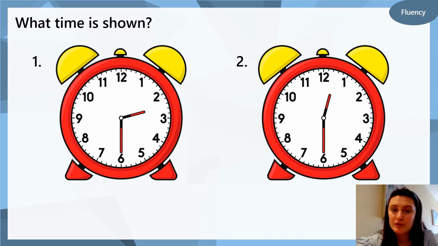Now it's time for you to answer some questions. I want you to look at question 1 and question 2 and tell me what time is being shown. The big hand is at 6 in both questions, so that means it is half past. But can you tell me which hour it is half past? To make question 1 and 2 easier, I will make the hour hands a little bit longer so you can see the difference between the two numbers. Pause the video now while you answer question 1 and question 2.